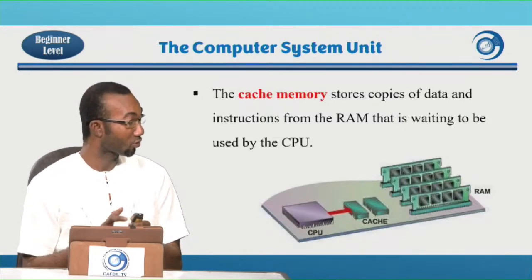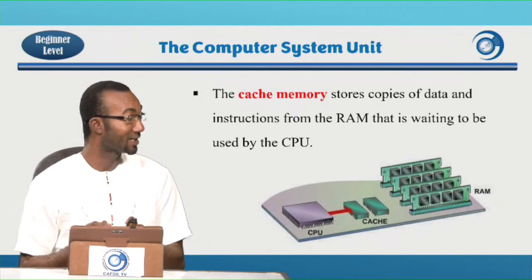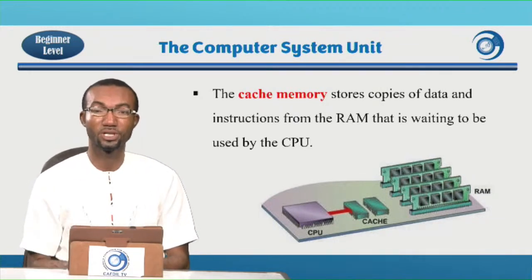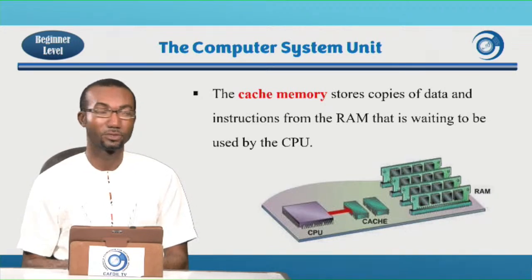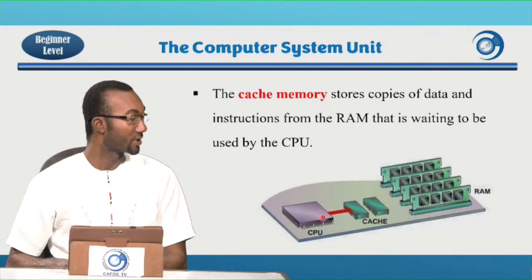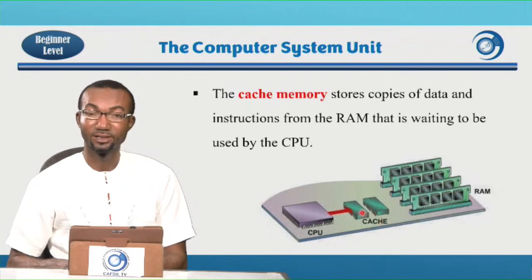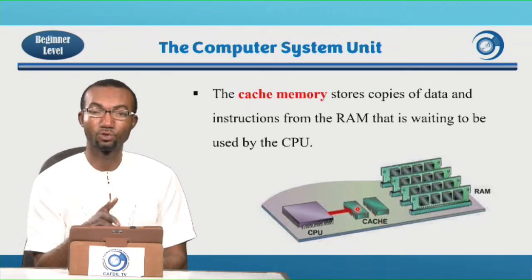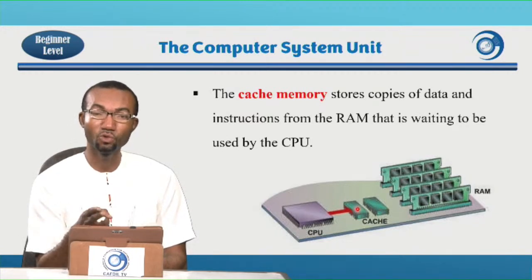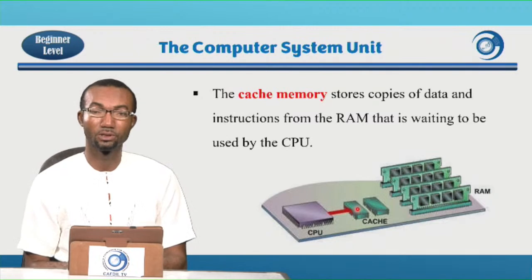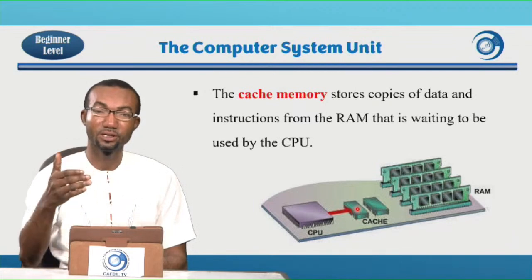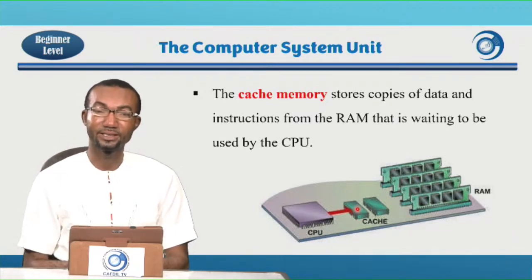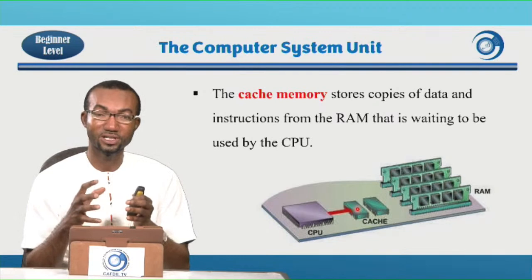So the cache memory stores copies of data and instructions from the RAM that are waiting to be used by the processor. So this is the RAM. It will give information or data to the CPU, but it will go to the cache first. If the CPU is free to process that data, then the information or data will move from the cache to the CPU. Otherwise, the CPU can crash, because the CPU may be processing a data and another data will just come. That may cause the CPU to crash.